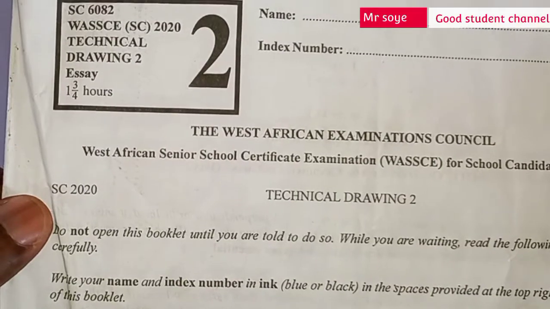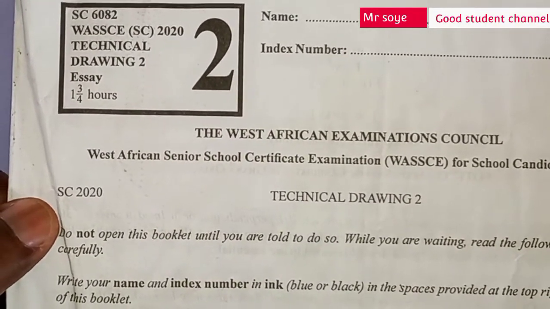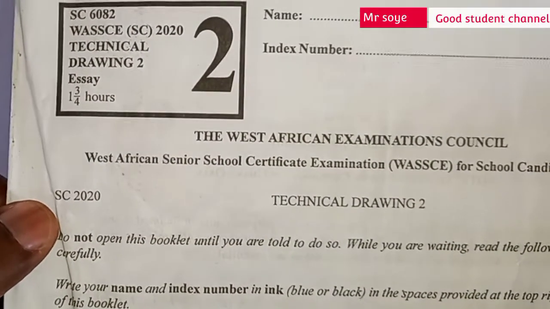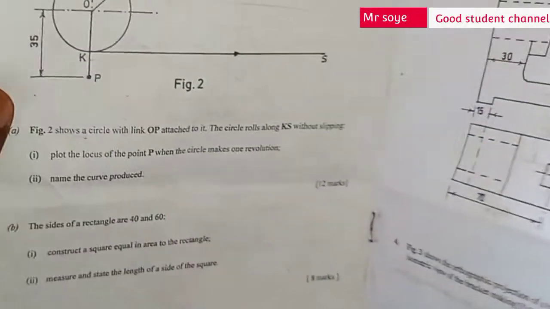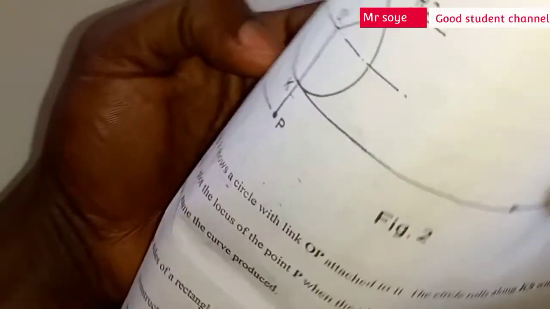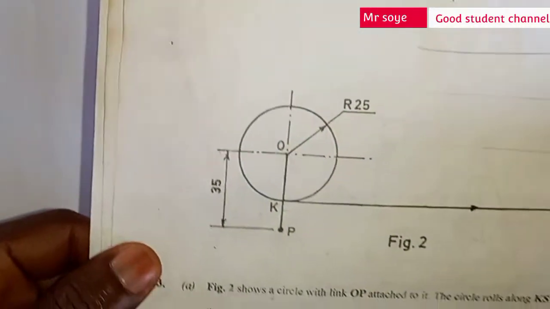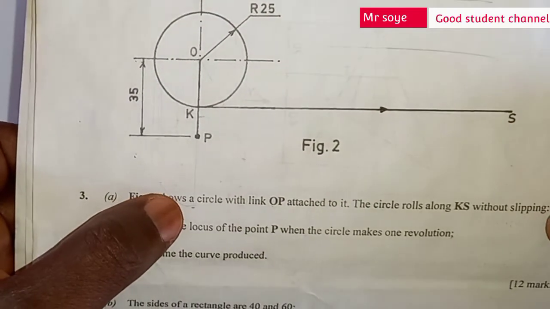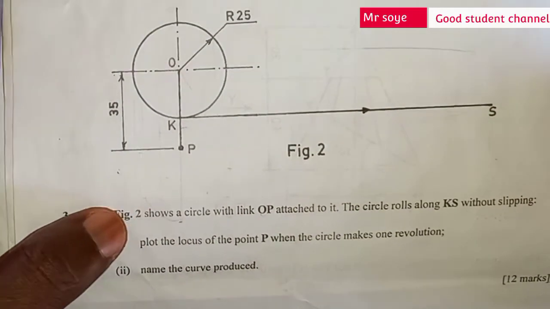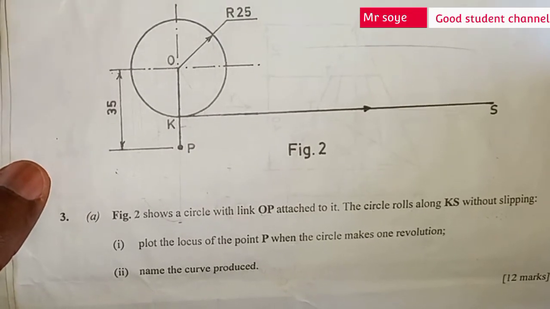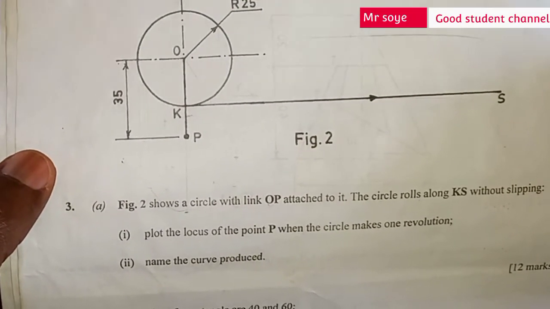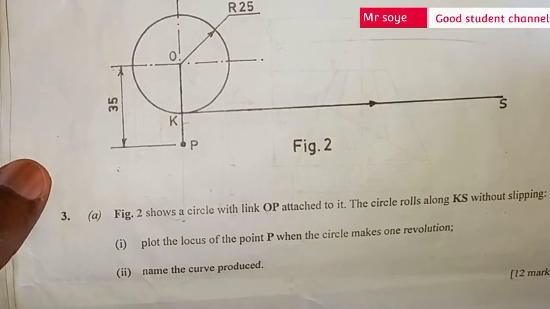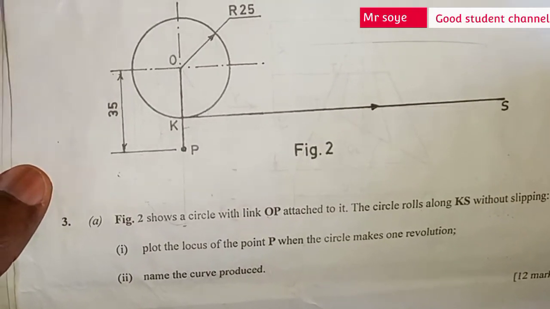All right. This is the 2020 technical drawing past question for SA2, and now we want to look at question three. Let's see the solution to question three. Question three says: Figure 2 shows a cycle with link OP attached to it. The cycle rolls along KS without slipping. 1. Plot the locus of the point when the cycle makes one revolution. 2. Name the curve produced.